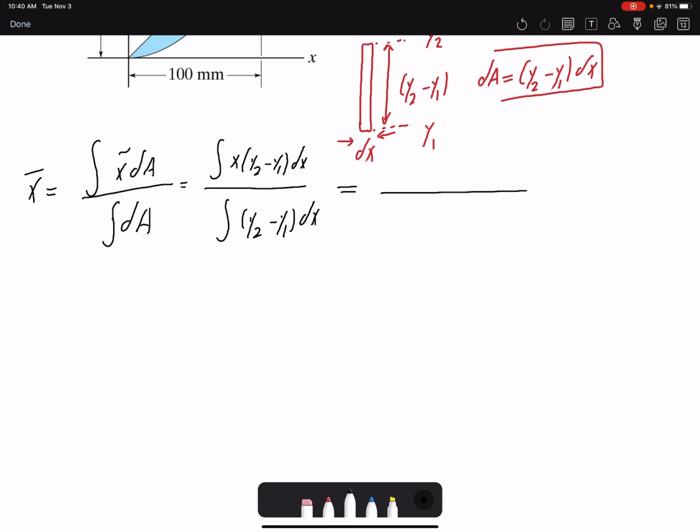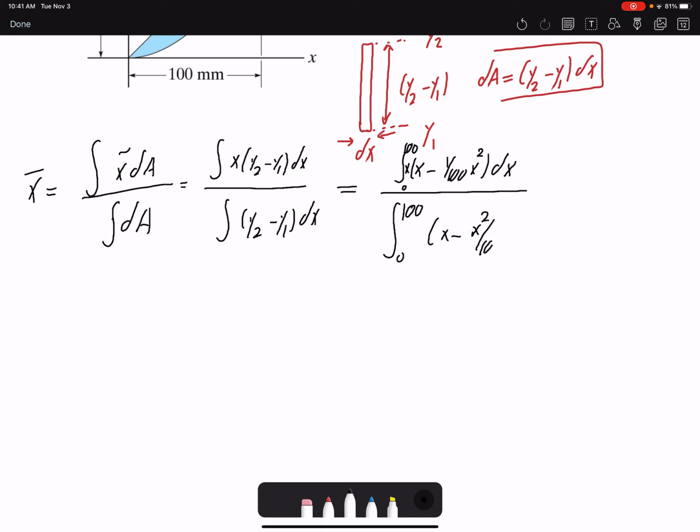So each y2 and y1 are described by x, they are functions of x. So I'm going to plug in these values. y2 is x, y1 is 1 over 100 x squared, dx. And the range is from 0 to 100 millimeter. I'm not going to change it to meter. I'm going to keep it at 100 millimeter, and the value that I find at the end would be based on millimeter as well. Here I have x multiplied as well.